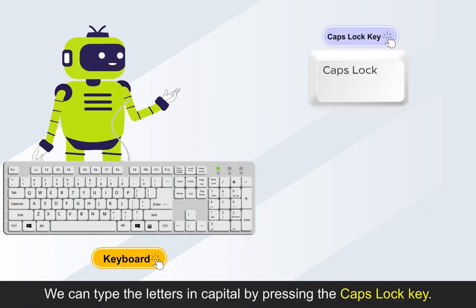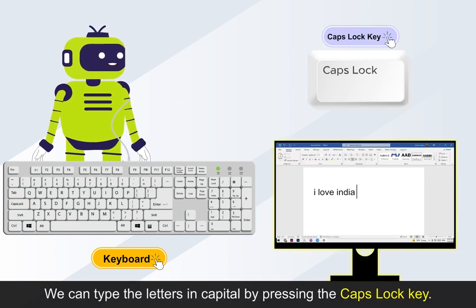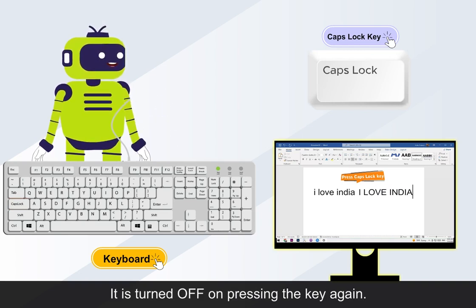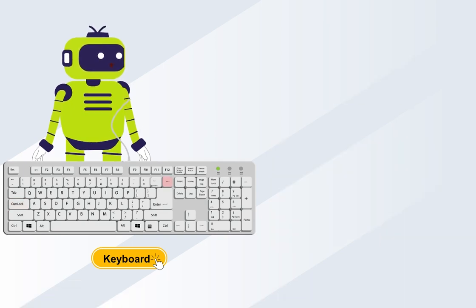Caps lock key. We can type the letters in capital by pressing the caps lock key. When we press it once, the caps lock light is on. It is turned off on pressing the key again.